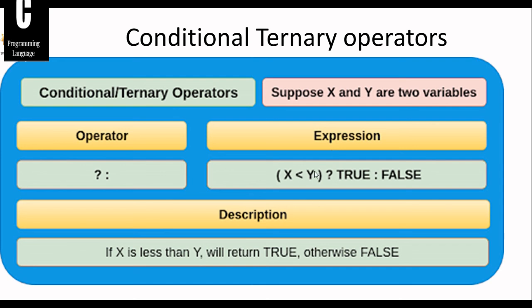See this expression: x < y. If this condition is true, meaning x is less than y, it will return the first part of our ternary operator. And if it is false, it will return the second part of our expression. So if x is less than y, it will give the answer true. Otherwise, it will give the answer false.